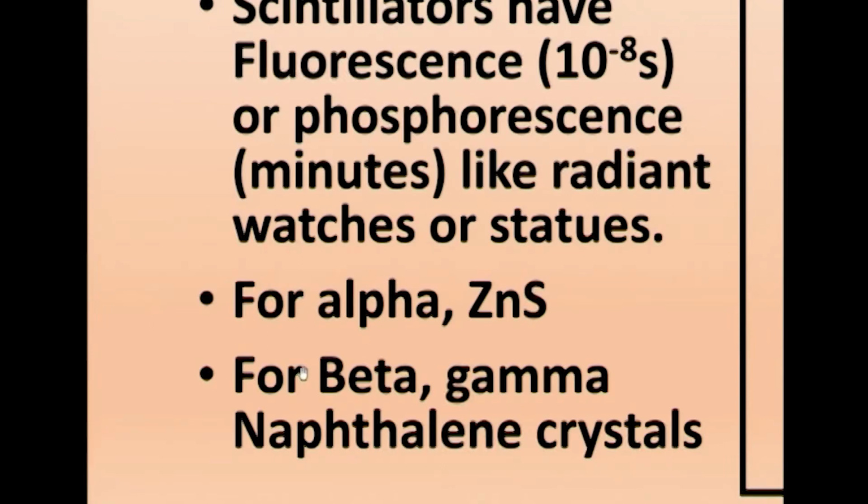Now for alpha particle, they found that ZnS, that is a phosphor material, was suitable for alpha. Now they found that for beta and gamma, naphthalene crystals are suitable. So it is only a different type of phosphor we can use, and accordingly we can get for different particles, either phosphor or fluorescent material. Already we have described. So we have different materials, and depending on that any particle can be detected.